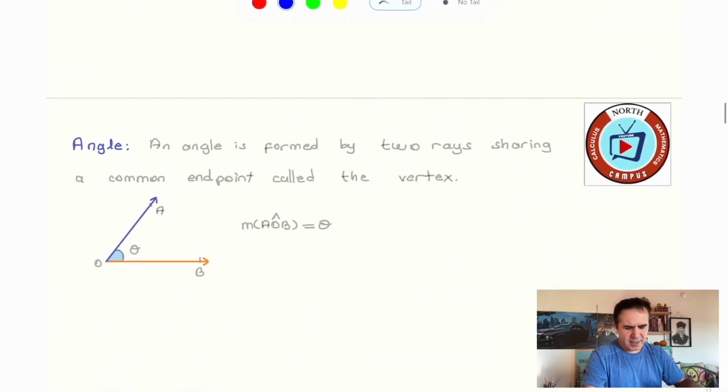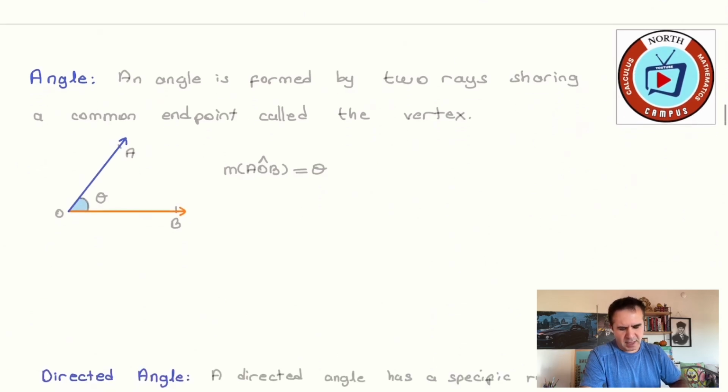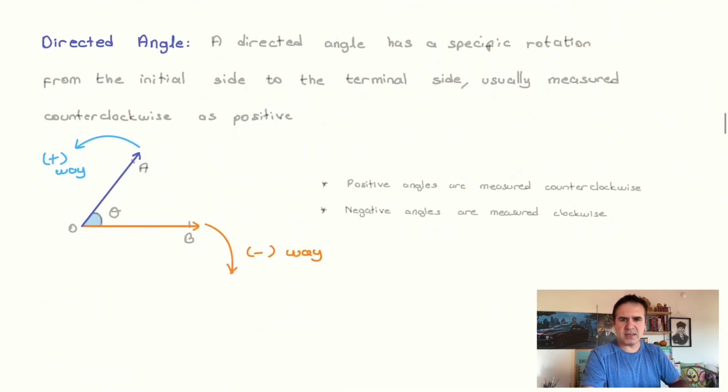Angle. An angle is formed by two rays sharing a common endpoint called vertex. And directed angle that we use in trigonometry, directed angles. A directed angle has a specific rotation from the initial side to the terminal side, usually measured counterclockwise, as positive and negative angles are measured clockwise.